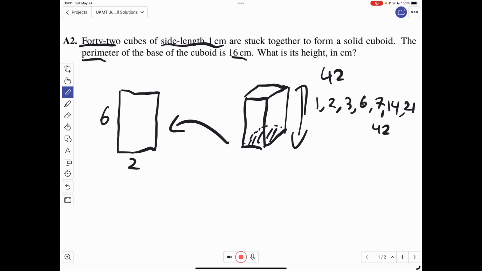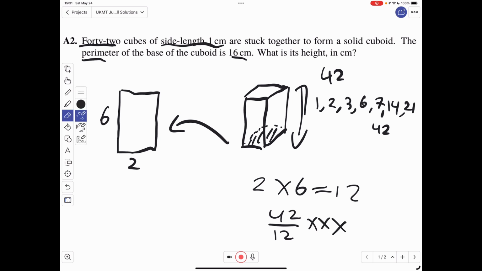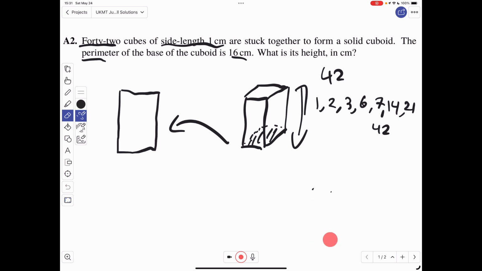However, if you do 2 multiplied by 6, you get 12. And 42 is not divisible by 12. So therefore, we cannot use this configuration. So we can ignore that one there. What else? Well, there's 7 and 1.